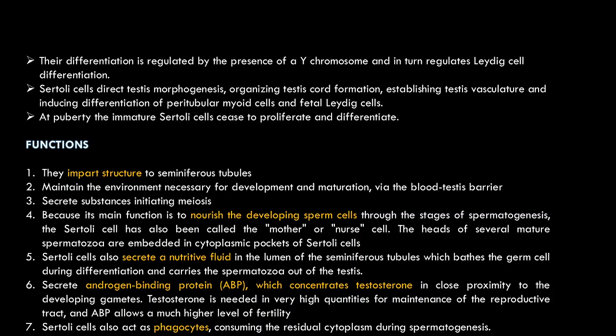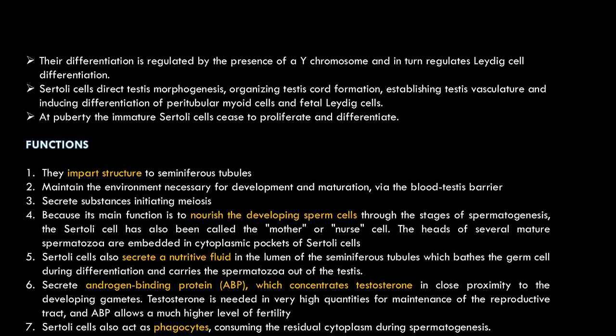The Sertoli cells direct the testis morphogenesis, that means the formation and the structure of the testes. They organize the testis cord formation. They establish testis vasculature, that means they establish the various kinds of blood vessels which are supplying the testis, and they also induce the differentiation of the peritubular myoid cells and the fetal Leydig cells. At puberty, the Sertoli cells cease to proliferate and differentiate. So, when an organism reaches puberty, Sertoli cells no longer divide and differentiate.